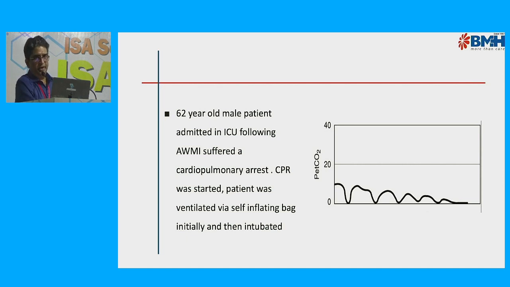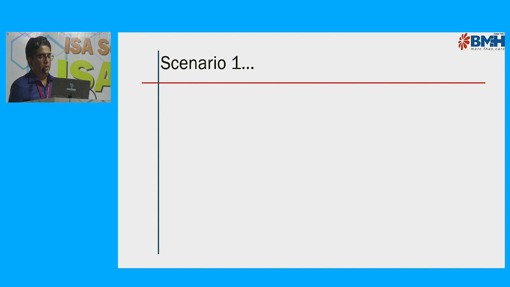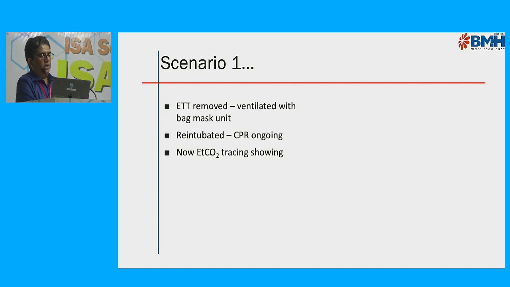So this is the tracing. The capnogram indicates esophageal intubation. Why do you say it is esophageal intubation? There is a progressive decline in the ETCO2 tracing. Yes, you're right. So what should you do? Extubate and re-intubate the patient. So, as you said, we removed the endotracheal tube, ventilated with the bag mask unit, and re-intubated.